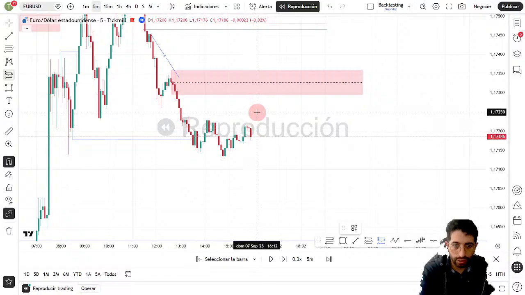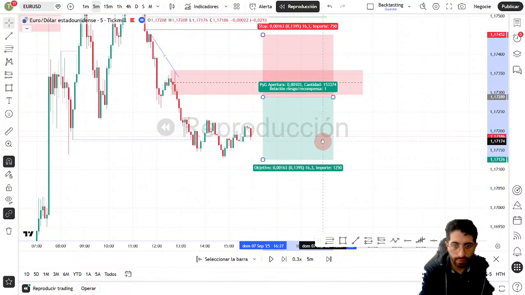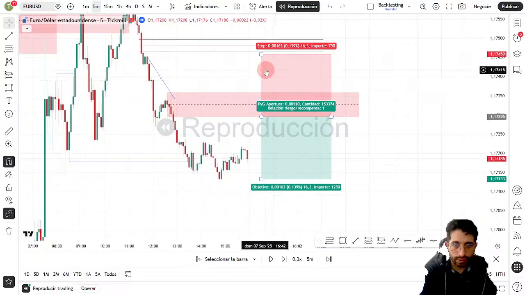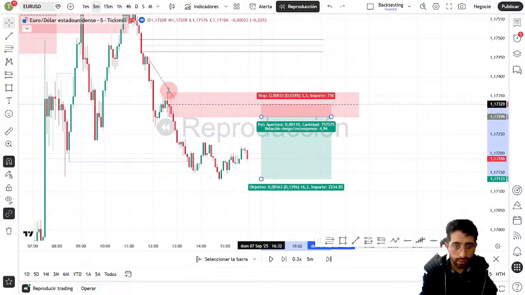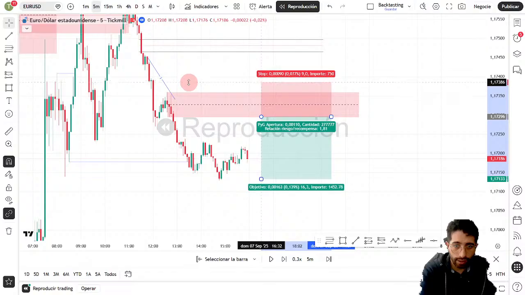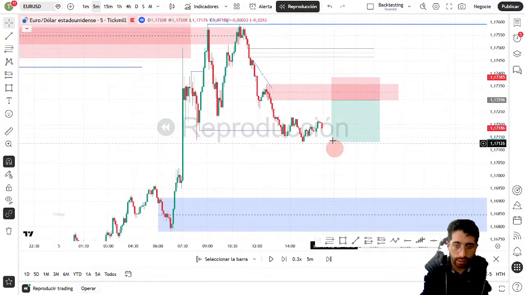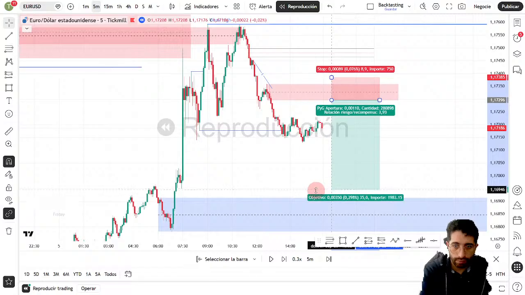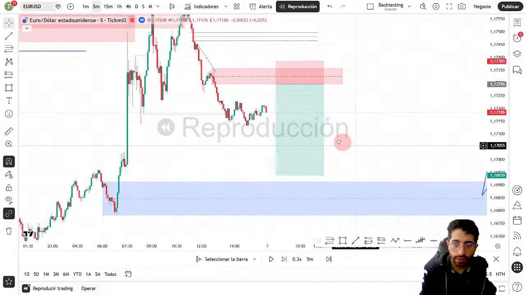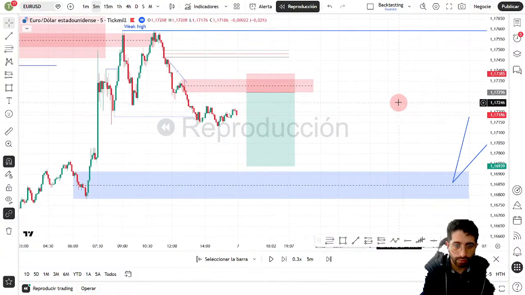This is a Sunday. Perfect. So we're going to put an order right here. It says it is 6 pips. We're going to put 9 pips here. And what we're going to take is 4 times more, so 1 to 4. And we'll see if the price does what we are actually waiting for it to do.